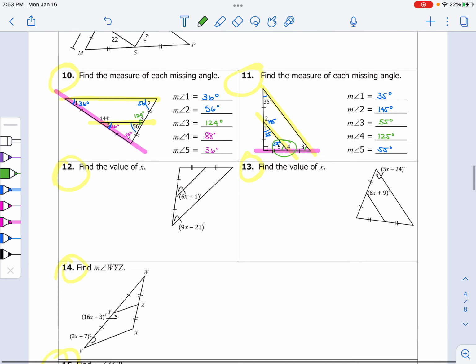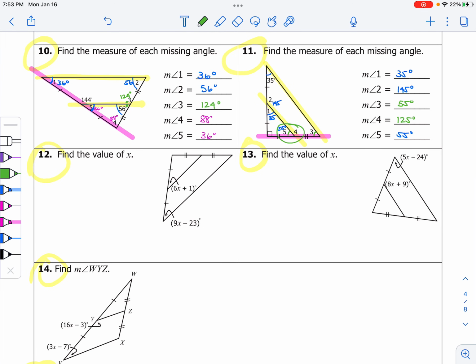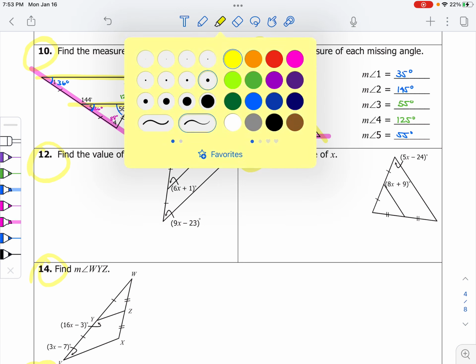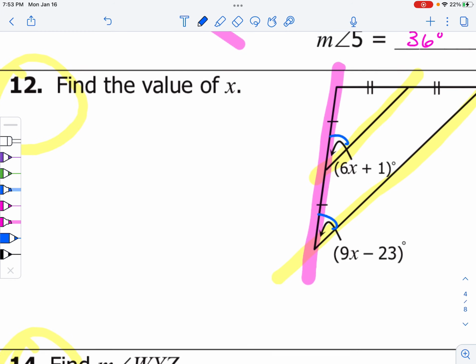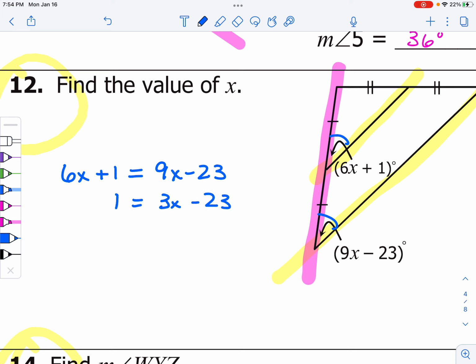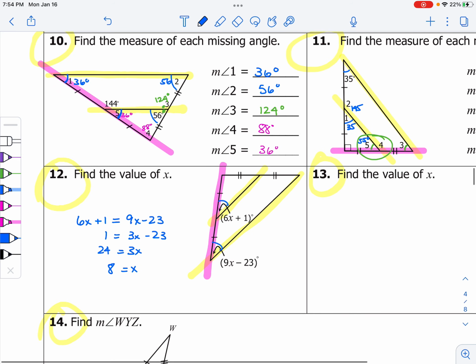As I look through the next answers, I'm going to emphasize the parallel lines, but these just require one bit of work for us. We've got my parallel lines, we have my transversal, and I see that these angles would be considered corresponding, therefore they are equal. 6x plus 1 is equal to 9x minus 23. Subtract the 6x on both sides. Add 23 on both sides, divide by 3, x equals 8 for number 12.